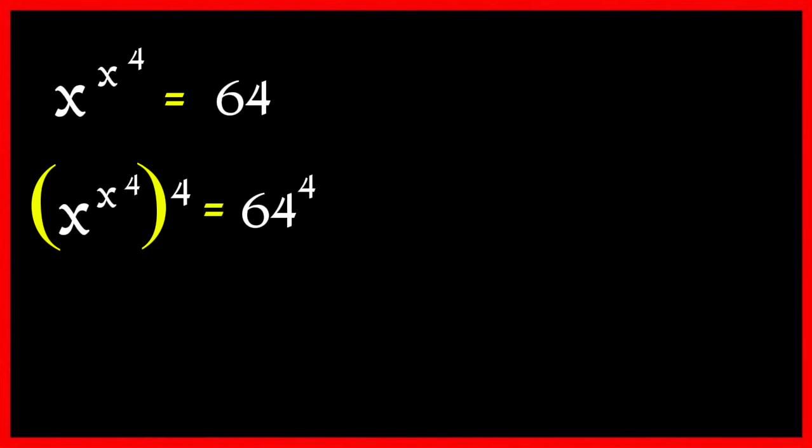So, our first objective is to introduce another 4. This will allow us to create symmetry between the two sides of the equation. To do that, raise both sides of the equation to the fourth power. We now have a quantity x raised to the power of x raised to the power of 4, all raised to the fourth power, equals 64 raised to the fourth power.